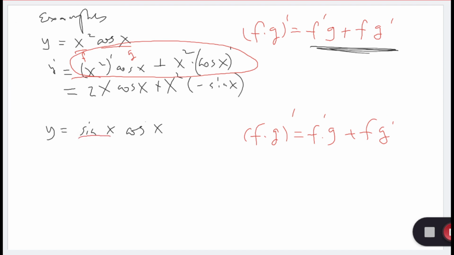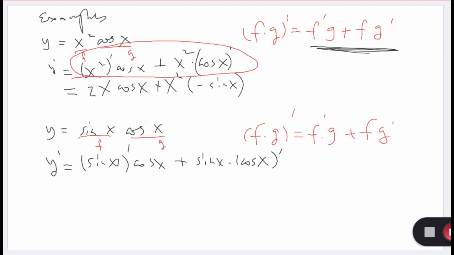In this case, sine is like f, cosine is like g. Okay, so we will apply the product rule. Like I said, set it up first. So it's going to be f prime times g plus f times g prime.